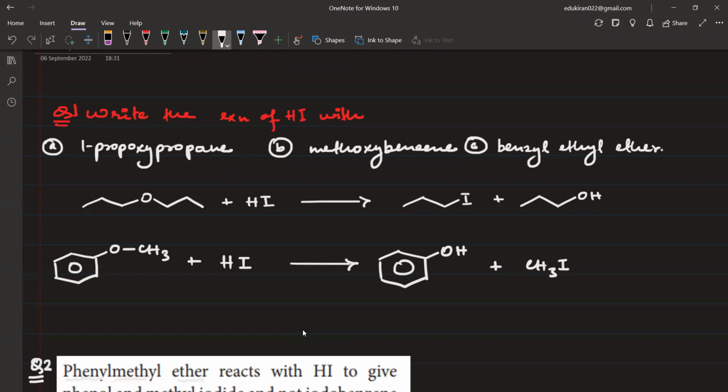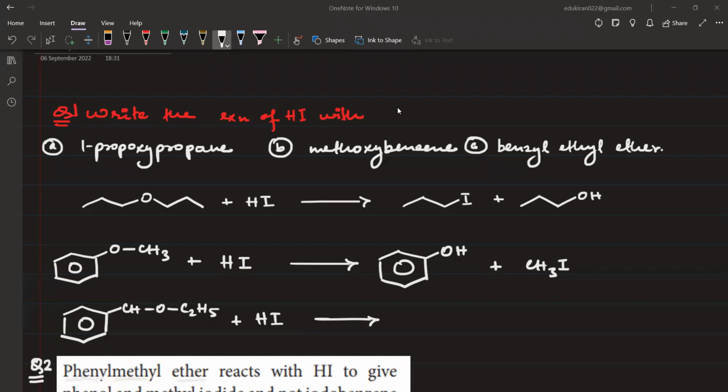But if I look at the next structure, that is benzyl ethyl ether. So benzyl is the structure: a benzene ring with a carbon atom is a benzyl. CH2, then O, and then ethyl. So we have C2H5 plus HI.